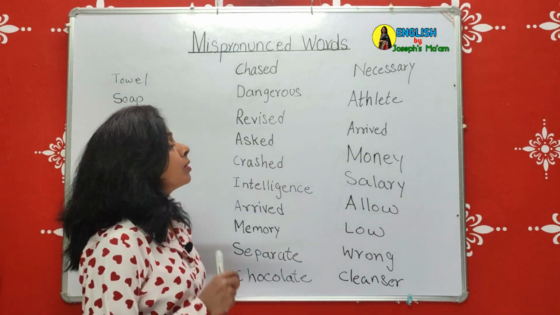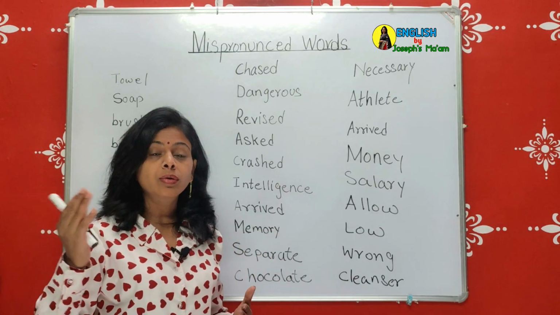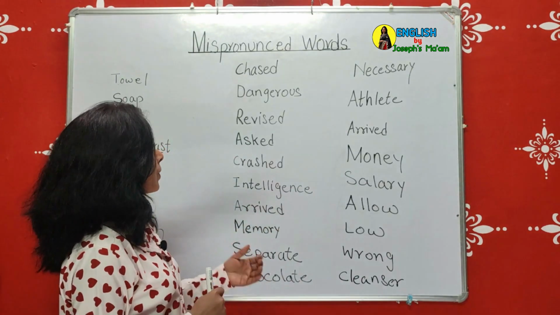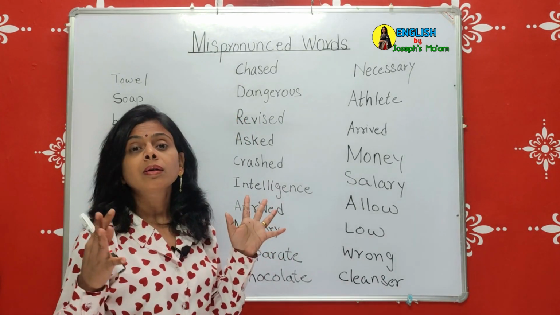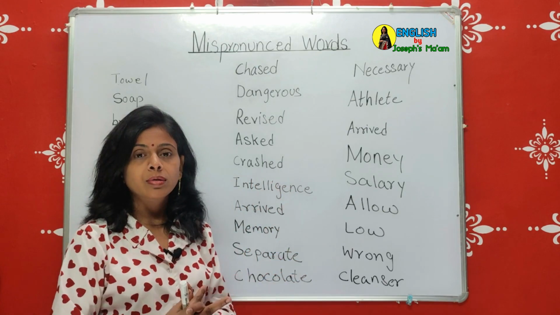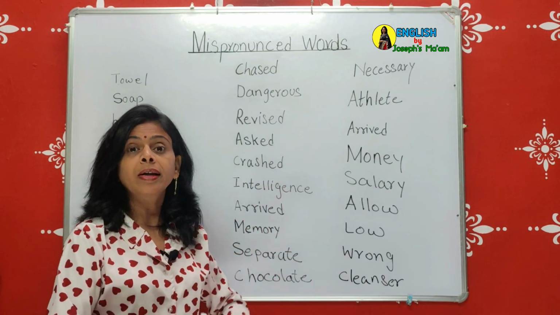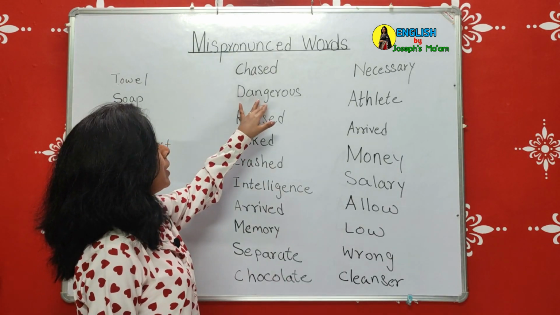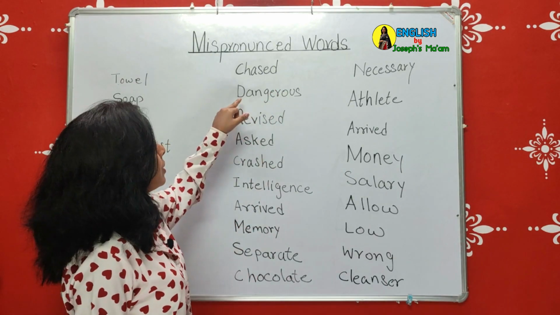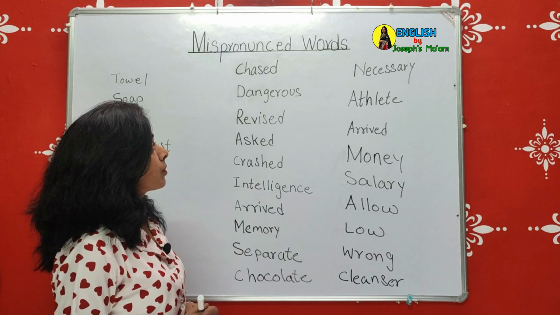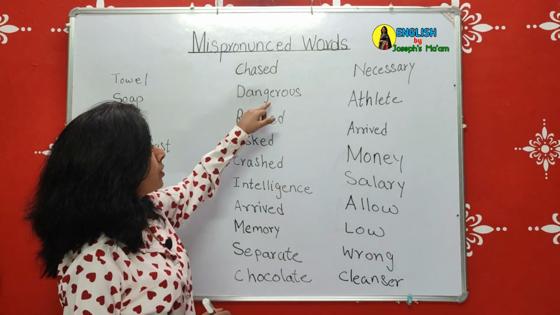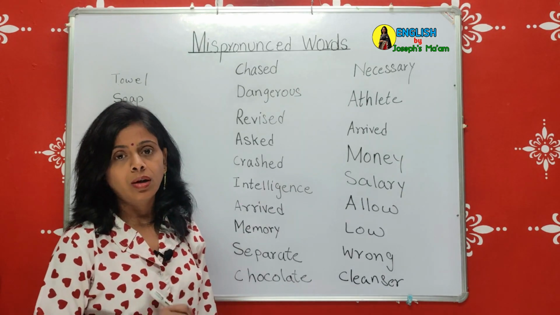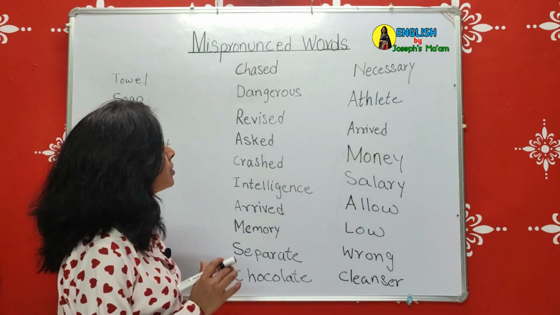Now, the dog chased the cat. You say the dog chased the cat. मतलब दौड़ाया. Chased the cat. So here it is something very dangerous. A dangerous situation. You can say a dangerous animal, a dangerous person. So you say that dangerous is dangerous. DANGEROUS. Dangerous. The last word is US. Dangerous.